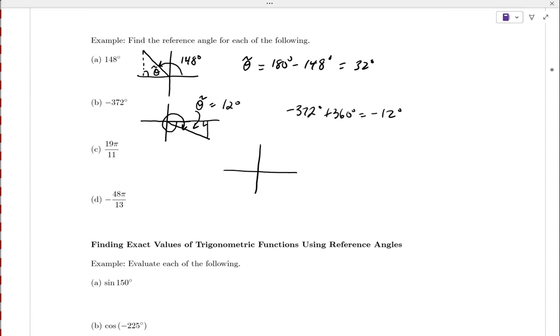This would be halfway, right? Is 19 farther than halfway, or less than halfway between 11 and 22? Farther. So which quadrant are you going to end up in if you're rotating around this way? Fourth again, right? We're going to be down here. You agree? Okay. So all the way around here somewhere will give you 19 pi over 11.